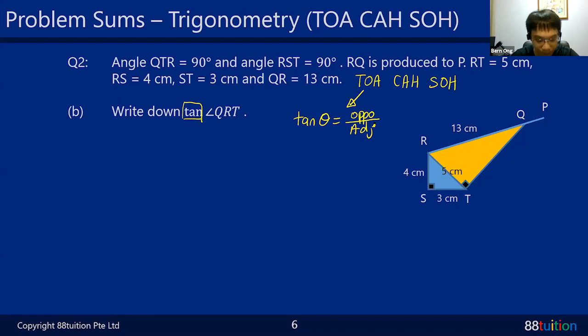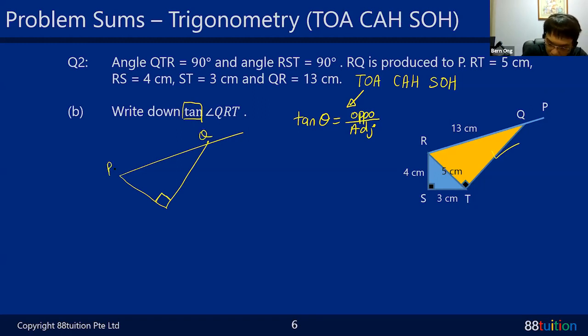So at this moment, where is QRT? QRT, we are talking about this yellow triangle down here. Let me just extract it out. So you have something like that. Down here is your 90. This is Q, this is R, and this is T, and this is your P. The question is looking for angle QRT. QRT is where? The focus angle is here. This is the angle you're looking at.